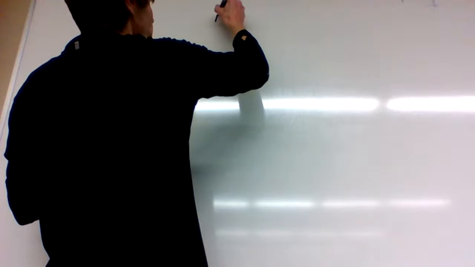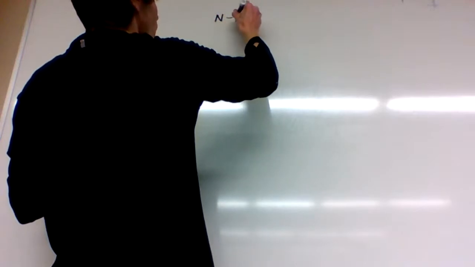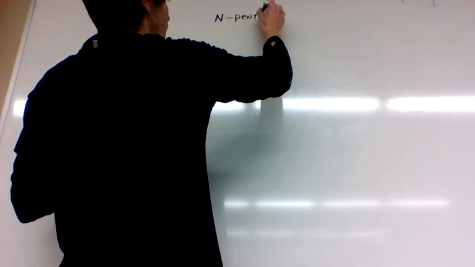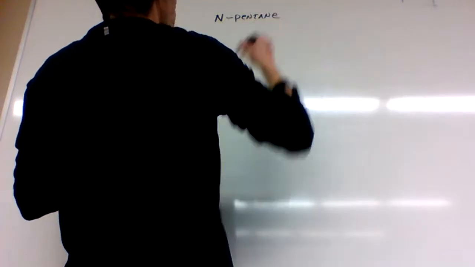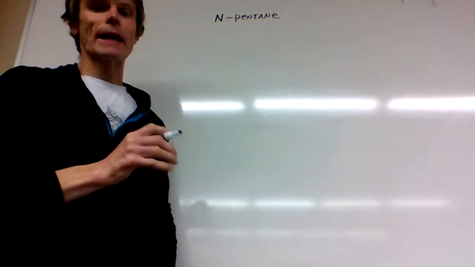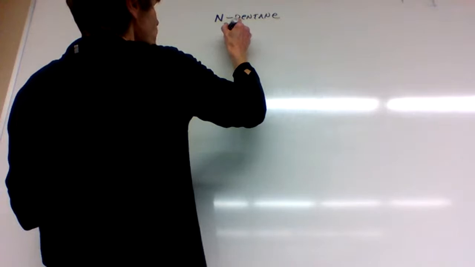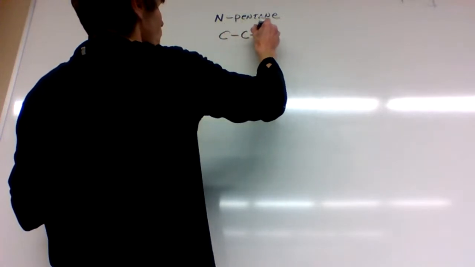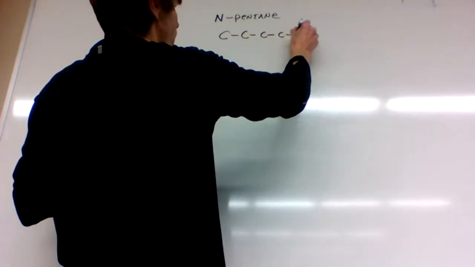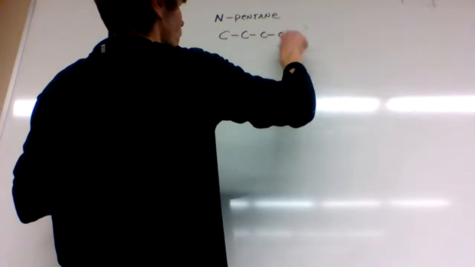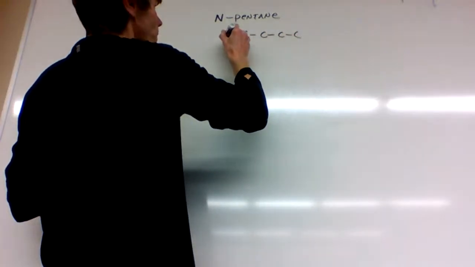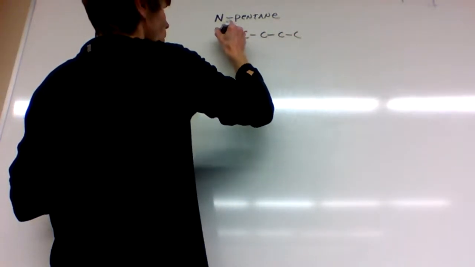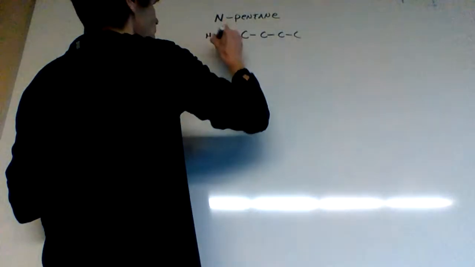We have N-pentane. If you haven't taken organic chemistry, N-pentane is a 5-carbon chain, and each carbon is saturated with hydrogen.